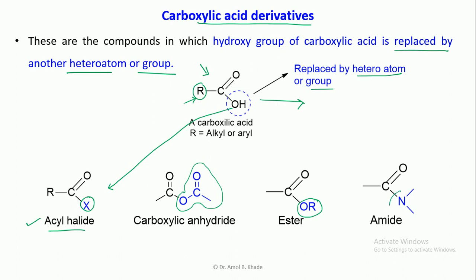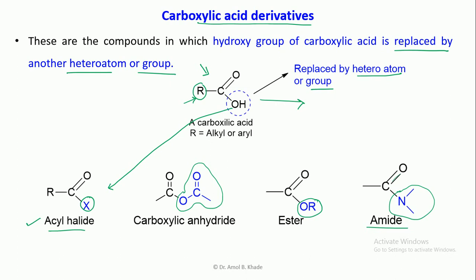Then here you can see it is the amino group. So this is referred to as the amide because there is a C double bond O. When C double bond O and NH come together, it is referred to as an amide. So acyl halide, carboxylic anhydride, ester, and amide are the prominent and very important derivatives of carboxylic acid, and all these are very important in organic chemistry as well as pharmaceutical or medicinal chemistry.